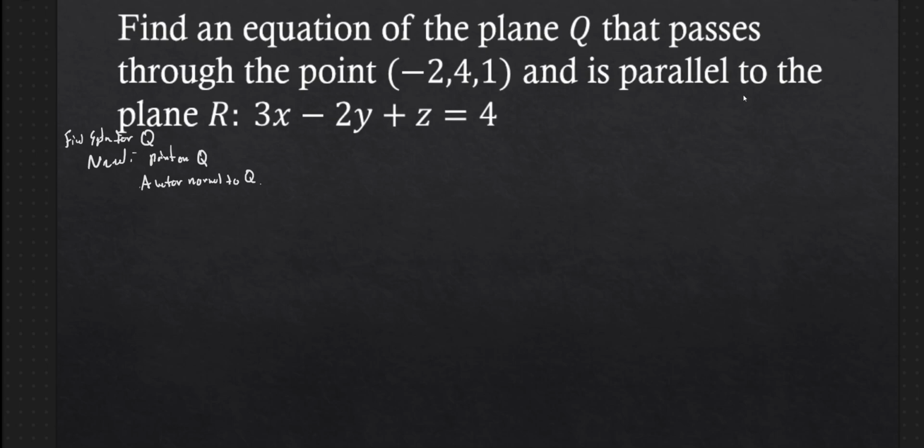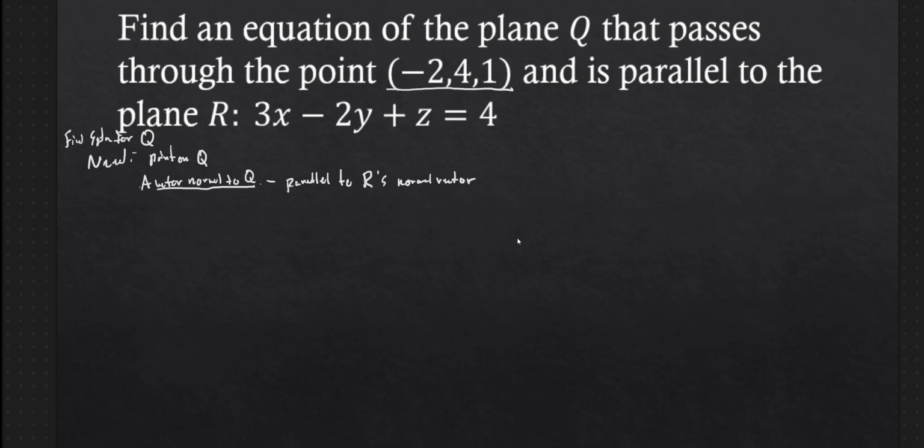We're told that it's parallel to this plane. So that means this normal vector is parallel to the normal vector to R. So really, I could just use the normal vector for R. So that's what I'm going to want to work out, what's the normal vector here. That'll give me the normal vector for Q. And then here I'm given a point that's on my plane Q. And so there we'll have a point and a vector normal to Q.